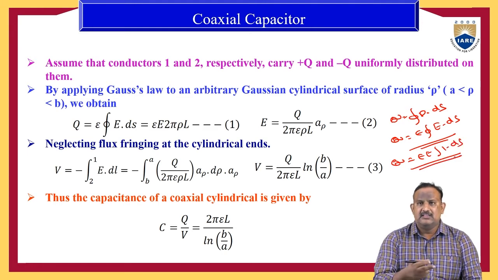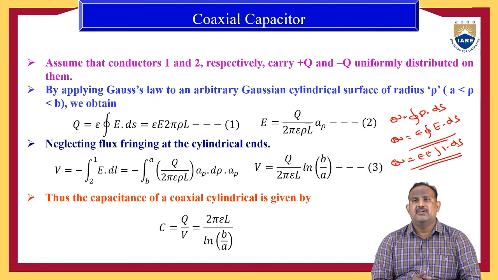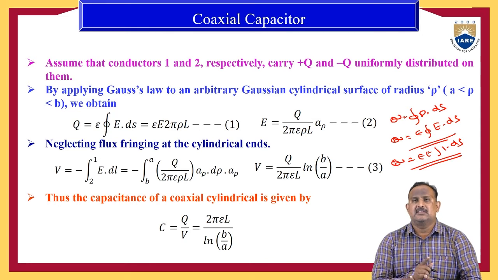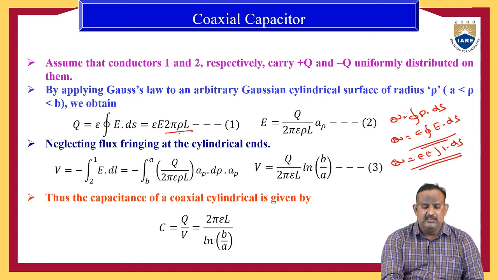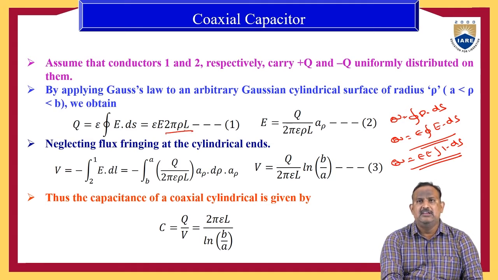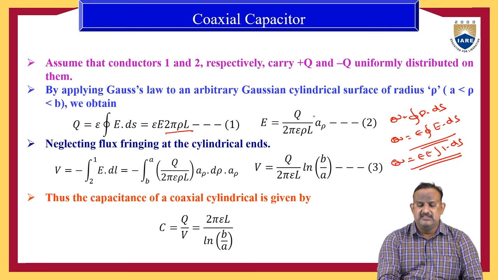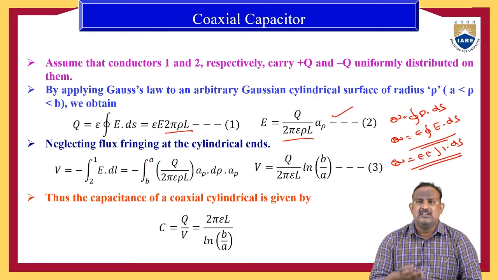The Gaussian surface is a cylindrical surface. The surface area of a cylindrical surface is 2 pi R L, where R is the radius of the Gaussian surface. Therefore the surface area is 2 pi rho L. Therefore epsilon E into 2 pi rho L is nothing but the charge Q. From this we can find the electric field intensity E equal to Q by 2 pi epsilon rho L into a rho, where a rho is the unit vector along the rho direction.